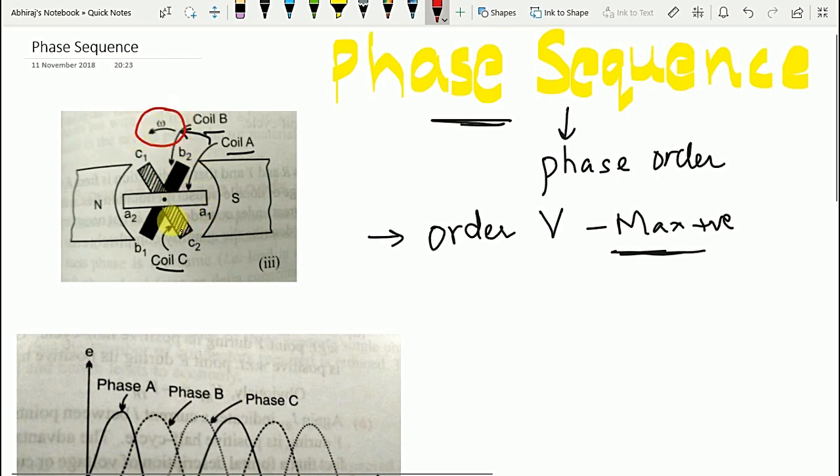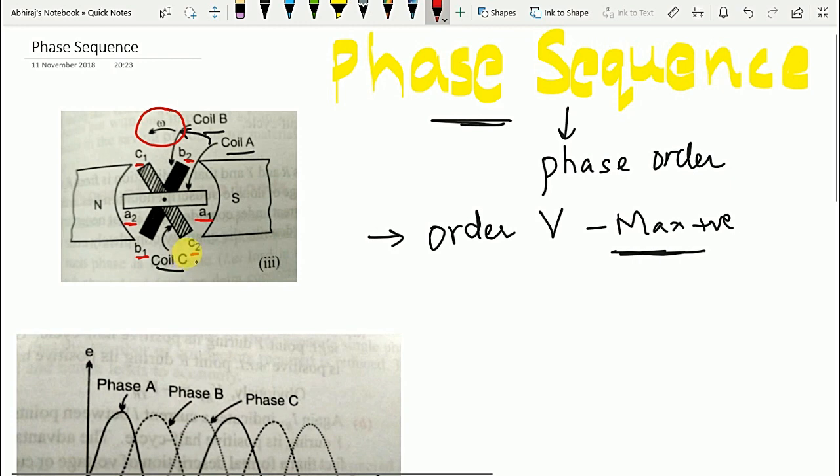Let us take an elementary three-phase alternator with three coils A, B and C, displaced by 120 degrees electrical and rotating anti-clockwise with angular velocity omega in the two-pole field, with north and south poles. Note that the corresponding terminals A1, B1, C1 are 120 degrees apart. Likewise, the terminals A2, B2 and C2 are also 120 electrical degrees apart.